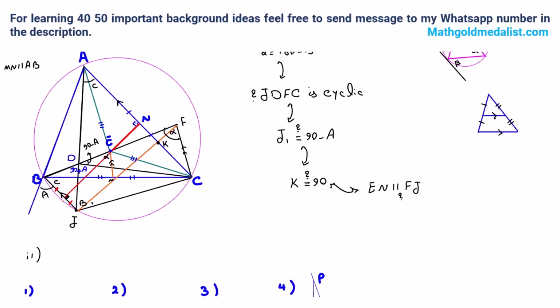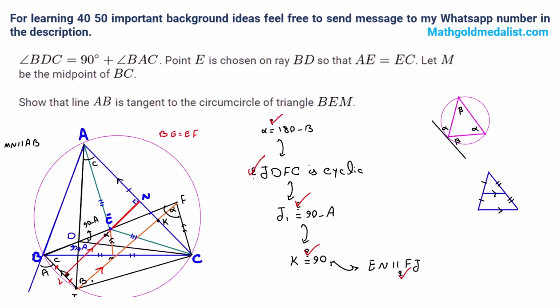We can say, let's call this point L. Okay? We can say, because BE is equal to EF, and BL is equal to LJ, so this line is parallel to this one by the midpoint theorem, or Thales's theorem. So we can say this line is parallel to this one, so we can say K is 90. Okay, it is parallel to this one, K is 90, so J1 is 90 minus A, so JDFC is cyclic, and alpha is 180 minus B.